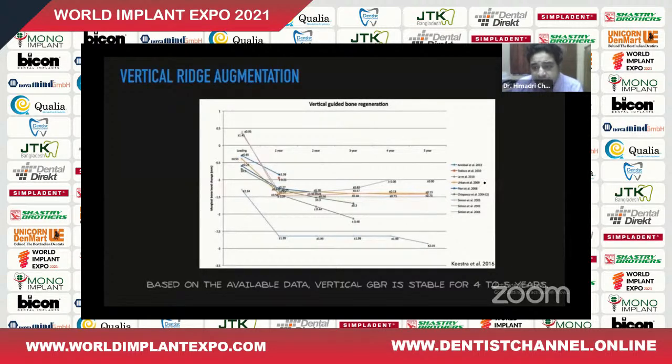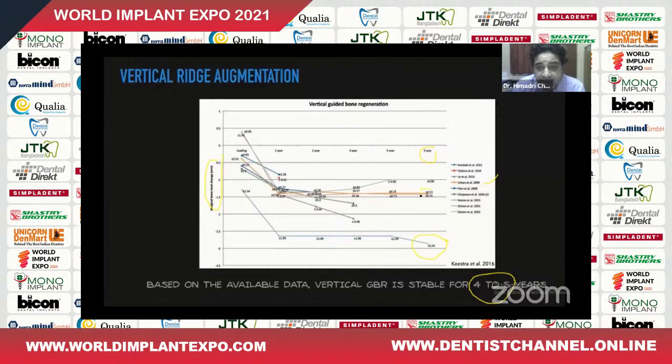This guy is one of them, Van Arben, and the results usually remain stable for 4 to 5 years. After that, vertical regeneration doesn't maintain much bone volume. If you see this graph of marginal bone volume change, in the fifth year there is quite a bit of change, a loss of volume of around 2 millimeters. Some of the people, as I told you, have been able to maintain the volume, like Arben.